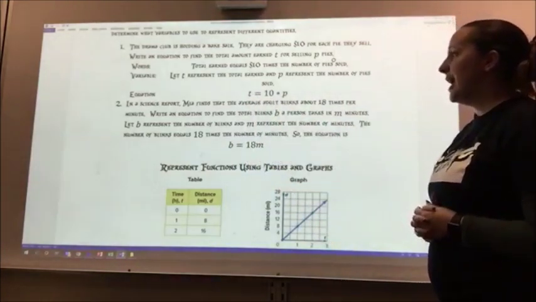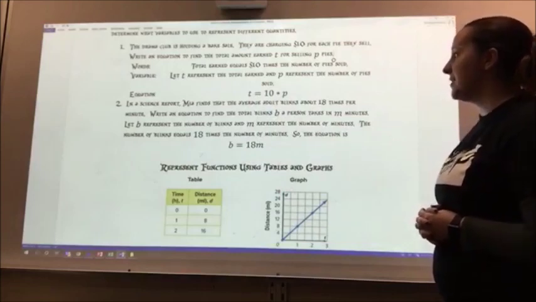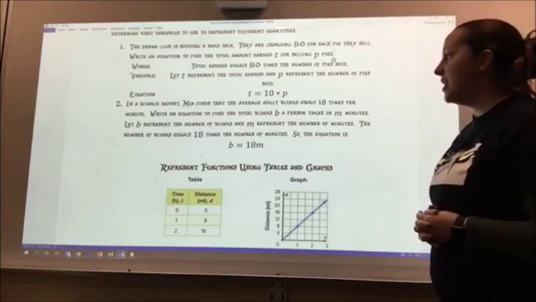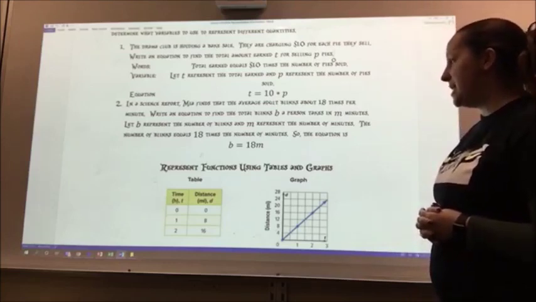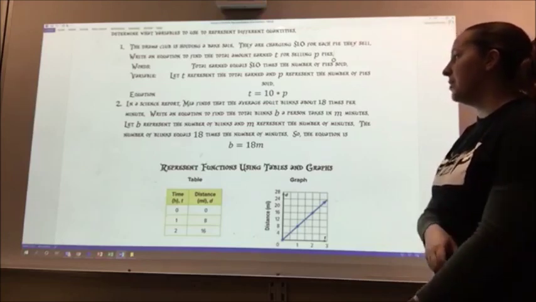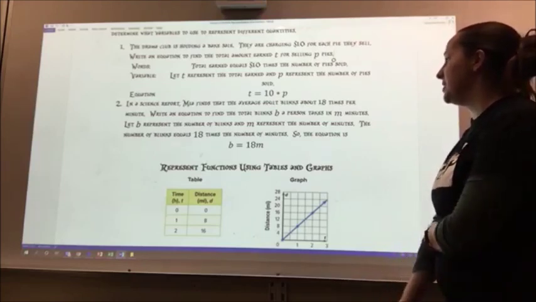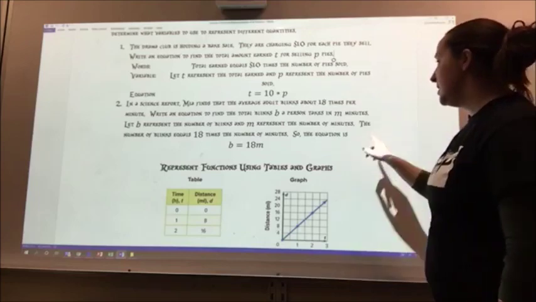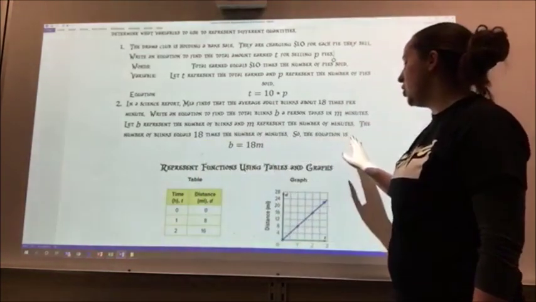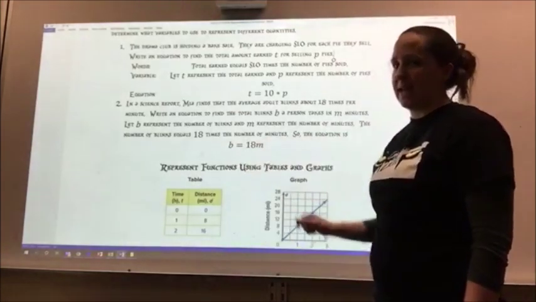Number 2, in a science report, Mia finds that the average adult blinks about 18 times per minute. Write an equation to find the total blinks B a person takes in m minutes. Let B represent the number of blinks and m represent the number of minutes. The number of blinks equals 18 times the number of minutes. So the equation is B equals 18m.